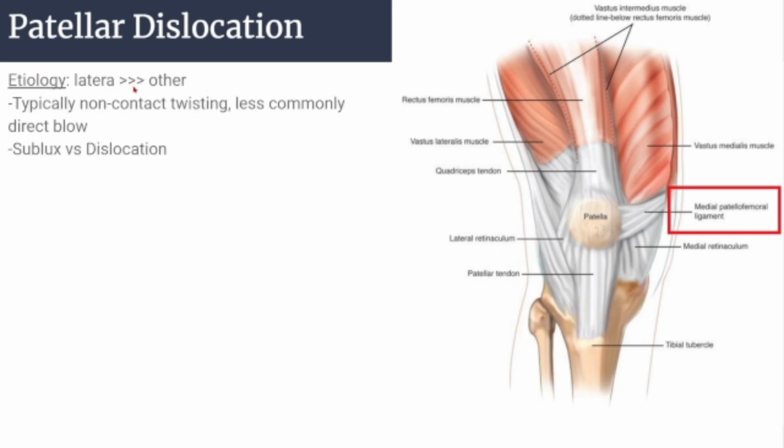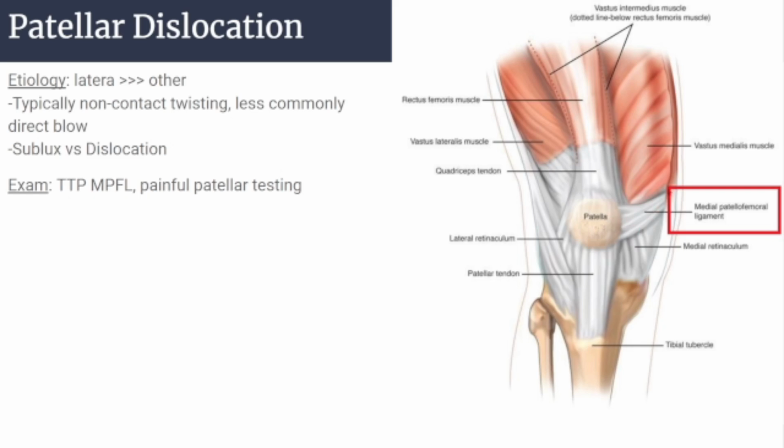The lateral dislocation is far more common than anything else. Typically, non-contact twisting mechanism. Subluxation can occur probably just as commonly or more commonly than dislocation. The patient, if they dislocated, the exam is usually pretty obvious. If they subluxed, it is subtle.